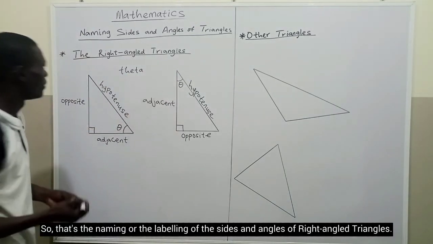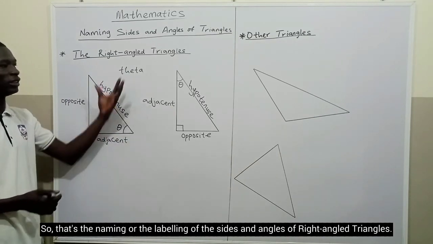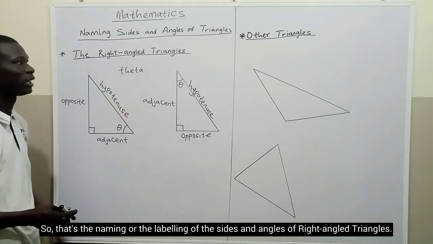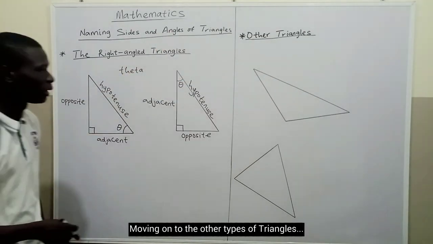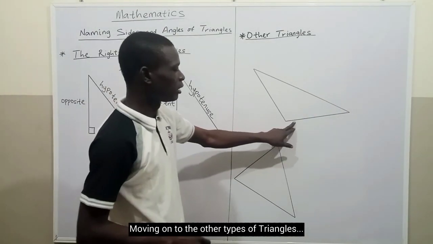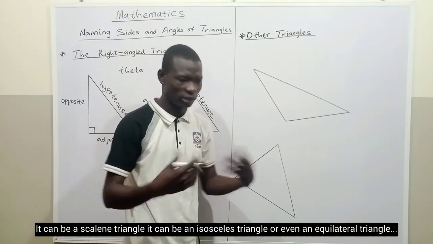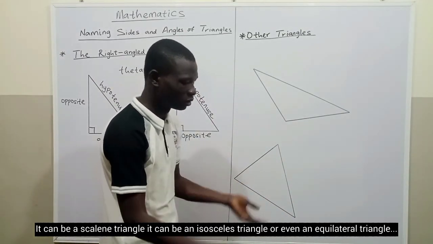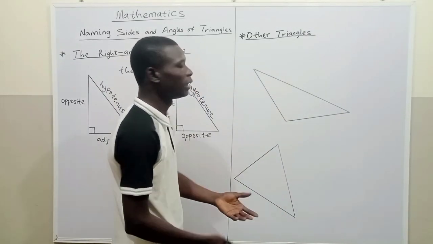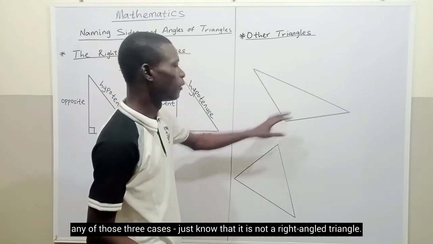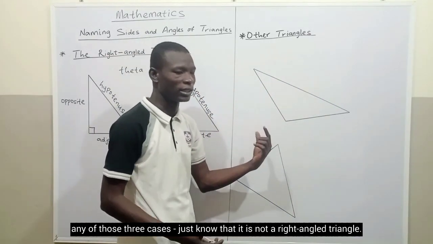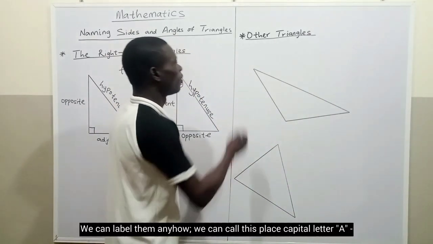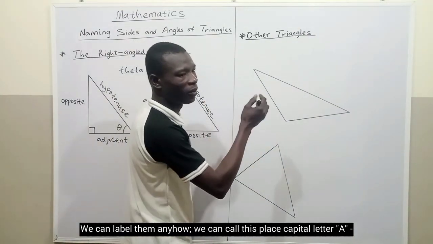Alright, so that's the naming or the labeling of the sides and angles of a right angle triangle. Moving on to the other triangles now. Coming to the other triangles, of course, it can be a scalene triangle, it can be an isosceles triangle, it can even be an equilateral triangle. Any of those three cases, just know that it is not a right angle triangle. Now, we can label them anyhow.